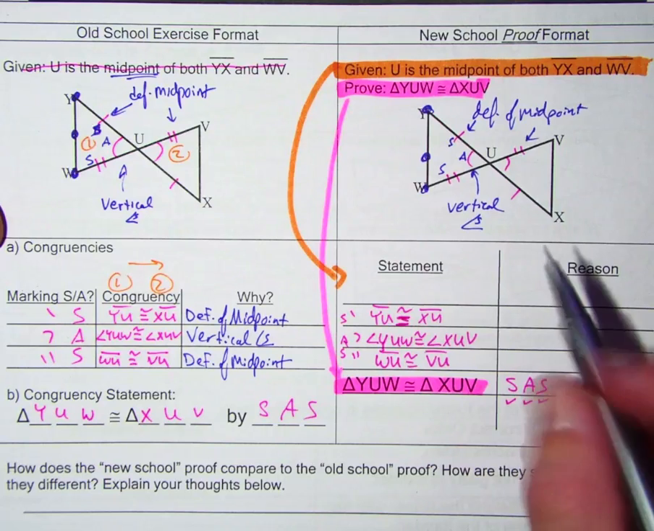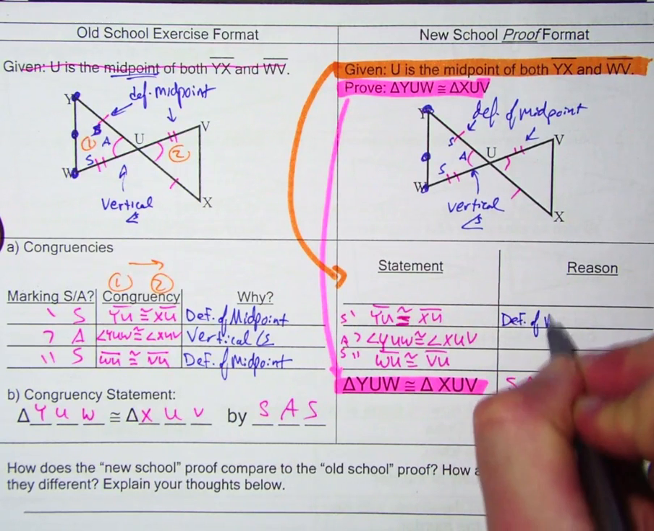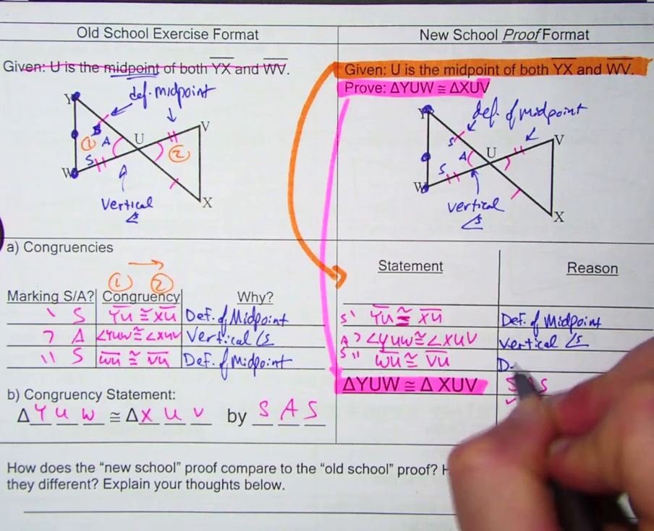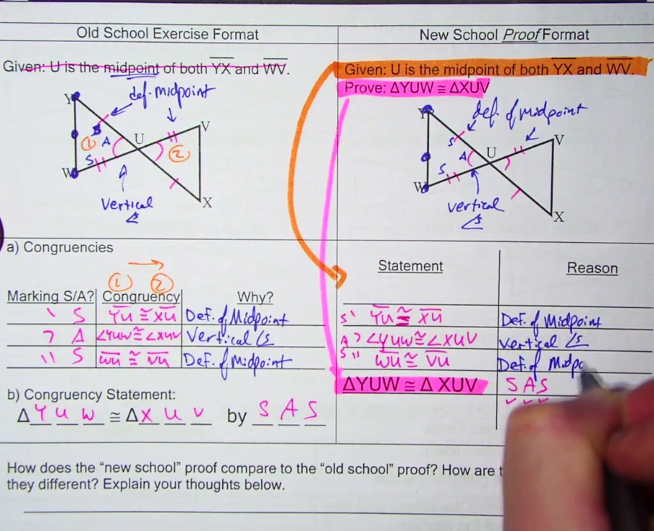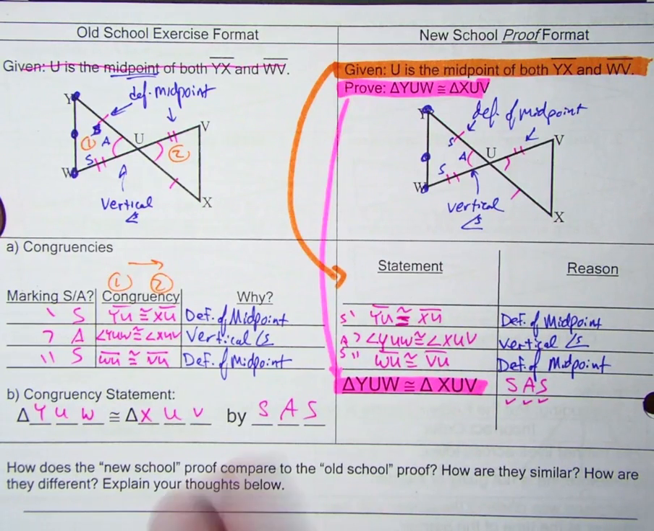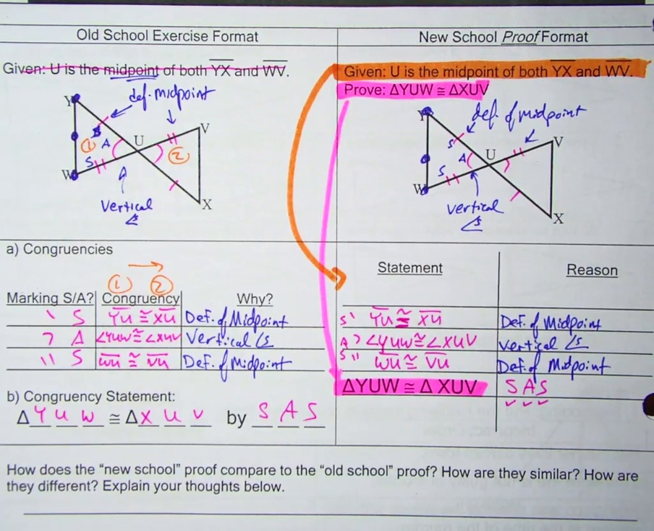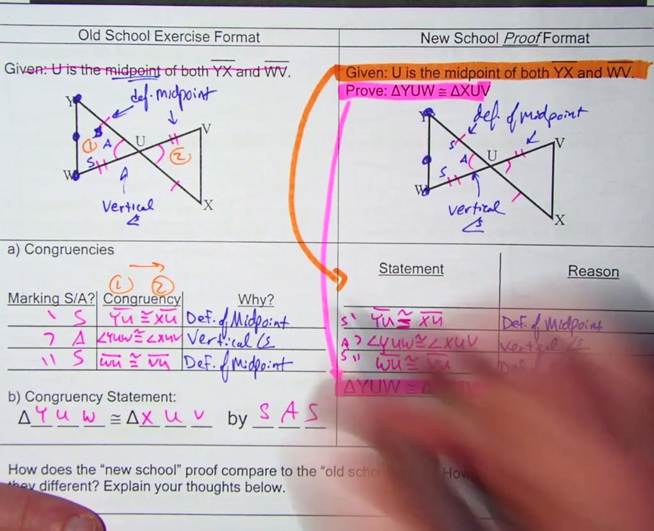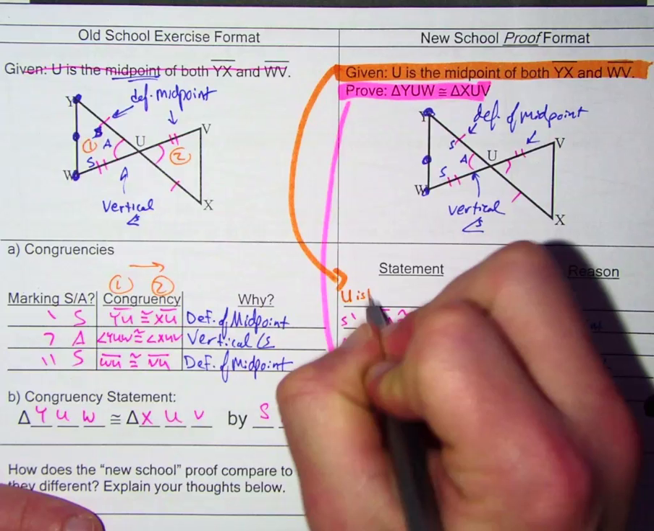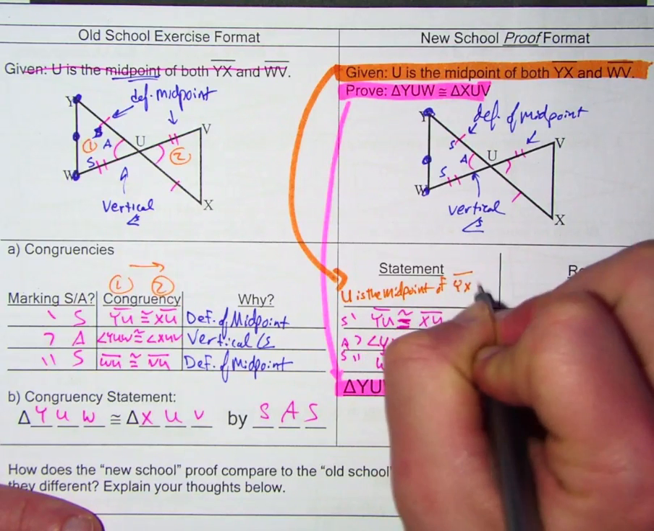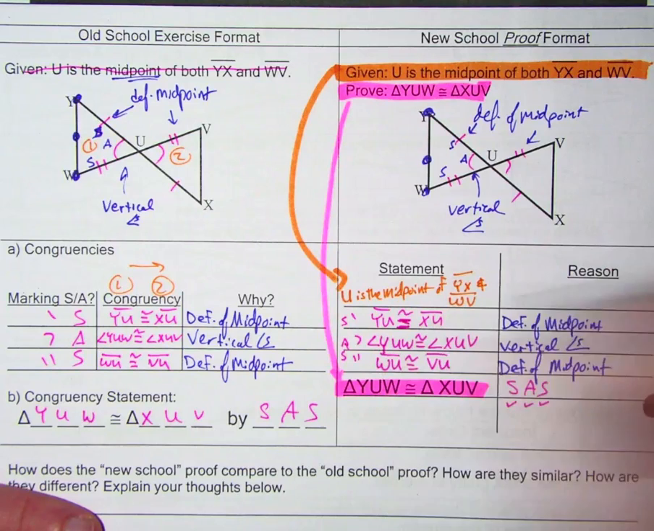All my reasons are the same, but this is where it gets interesting. So everything is pretty much the same. This last line is really here. Here's my evidence. But you'll notice this first line here, where I'm going to put my given. I'm going to write up here: use the midpoint of YX, segment YX, and segment WV.